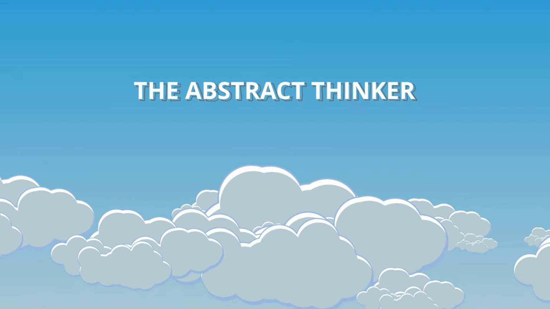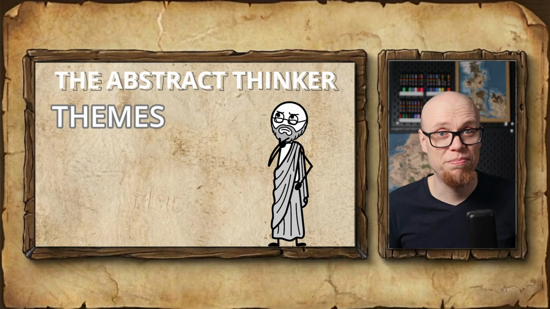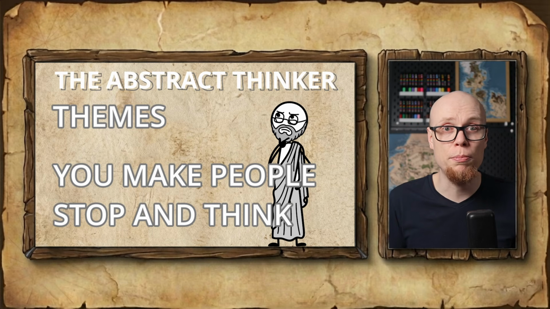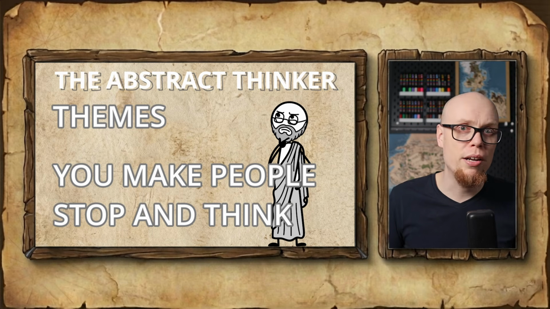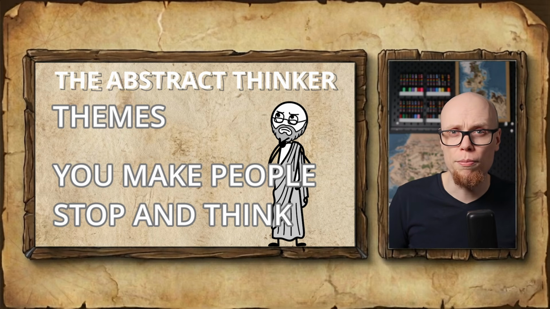Type of world builder number 2. The abstract thinker. You live in themes. You have a premise that genuinely makes people stop and think. What if memory was a commodity? What if gods needed worship to survive, but worship made them corrupt? These are fascinating, but they are also on their own completely unwritable.